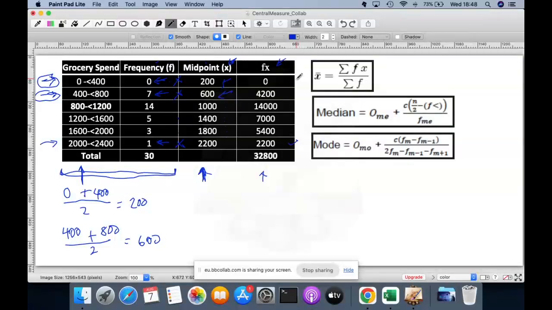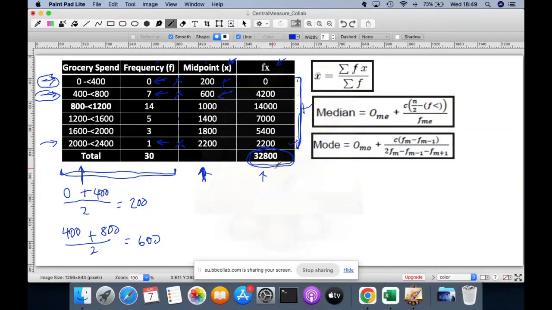All right. Now, once you've got all the values in this column, you're going to insert the total of this column here, in the total. So that means you add up all these values here from the top to the bottom. 0 plus 4,200 plus 14,000, 7,000, 5,400, 2,200, etc. Add them all up, and you'll get this value here, 32,800.